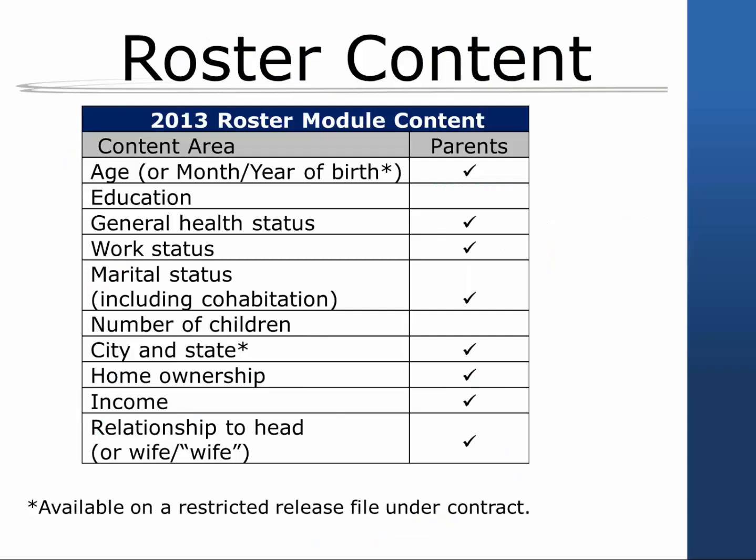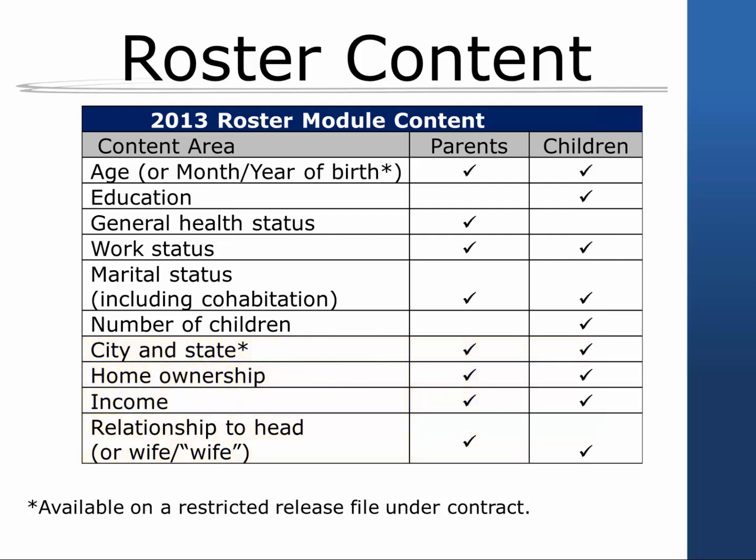For each biologic or adoptive parent of heads, and if applicable wives, PSID asks about age, general health status, work status, marital status including cohabitation, city and state released on a restricted file under contract, home ownership, and income in categories. Relationship to either head or wife is also recorded.